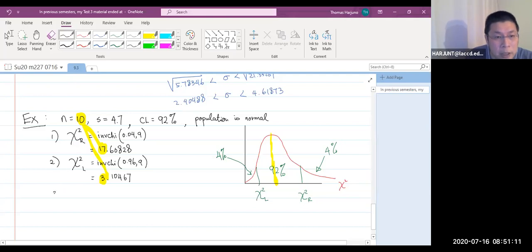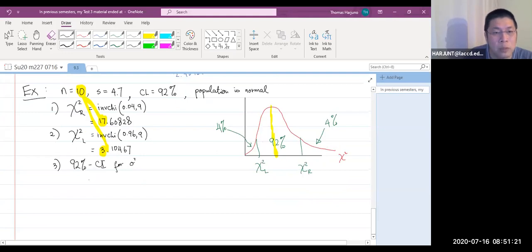Okay, and then step 3, 92% confidence interval for sigma squared will be degree of freedom 9 times sample variance 4.7 squared. I hope you know why this time I square it. Okay, because the one provided to us is sample standard deviation. Now at this point, if you still cannot distinguish sample standard deviation and sample variance, something is really wrong. You should have studied even more.